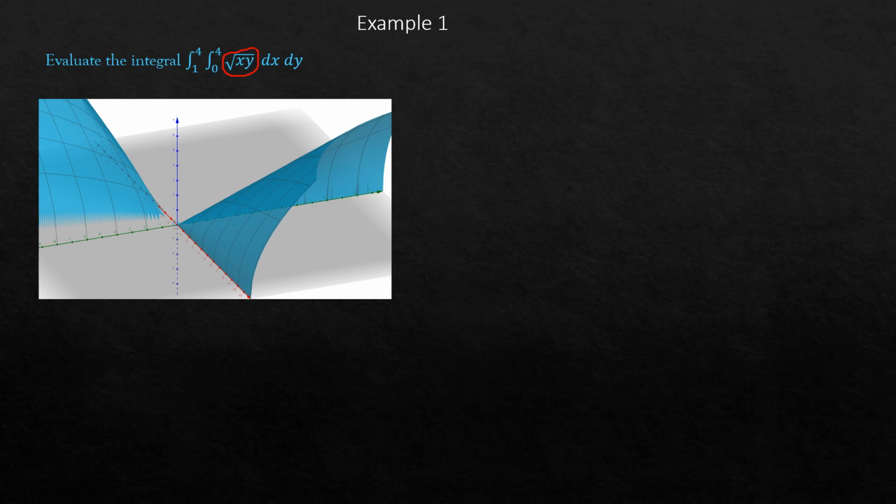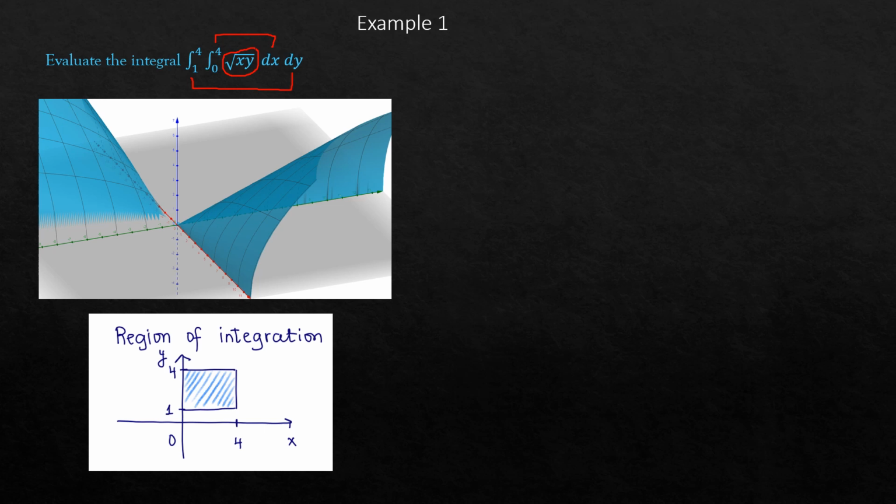What do these limits mean? So the inner integral, the one from 0 to 4, that is for x, right? So that's in the direction of x. Those are limits for x, okay? And then from 1 to 4, that's the outer integral, and that's for y. And the first thing that I always do, even when the problem is not asking me to do that, is make a sketch of the region of integration. Okay, so what is the region of integration?